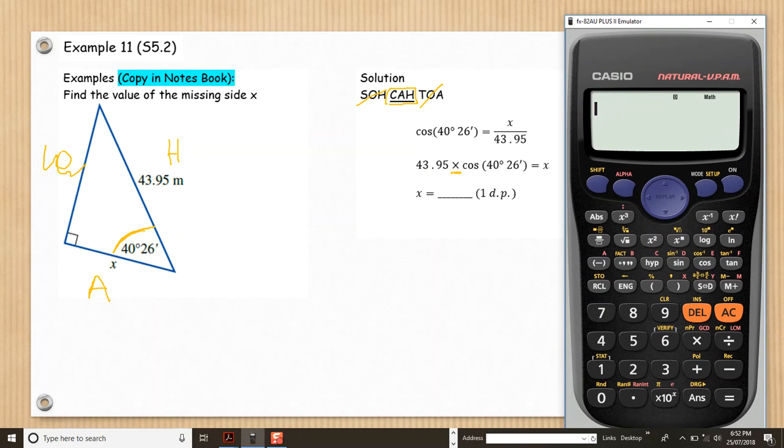So now 43.95 times cos 40 degrees 26 minutes equals 33.45. So make sure you use this button for the degrees and minutes. If you get an error, chances are you haven't put the degree sign after 26. It's good practice to actually close the brackets too.